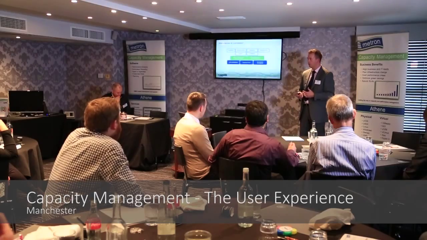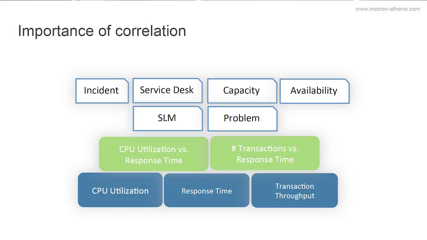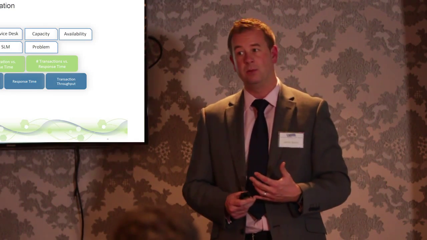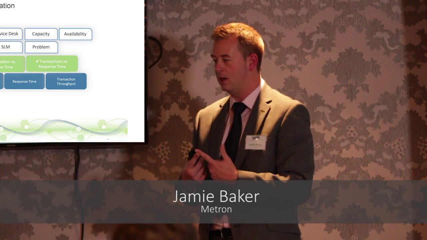Here's another example of correlation. You can see at the bottom there we have our CPU, so we've got that information from our component level. We've got our response time information from our service applications that can give us that information. And we've got some transaction throughput information from the business. So we can actually get some of those business metrics and start to correlate.